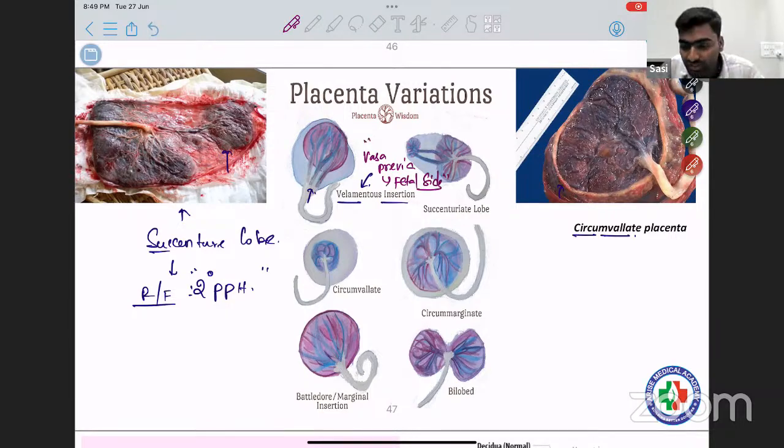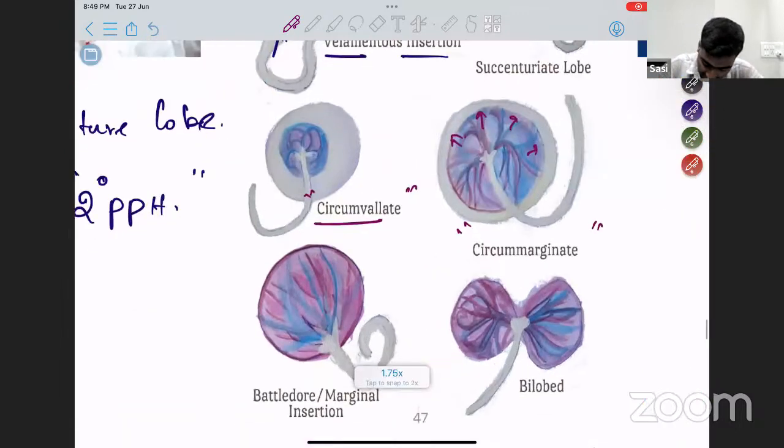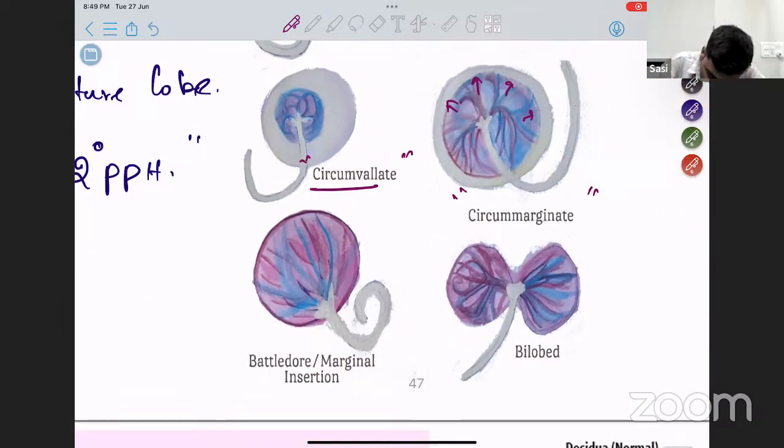And you try to differentiate between the circumvallate and the circummarginate. You just remember circumvallate will be looking like this, whereas circummarginate, this marginate, you will be able to see this thick one on the margins. Fine, on the margins. And this is how the battledore or the marginal insertion placenta looks like.